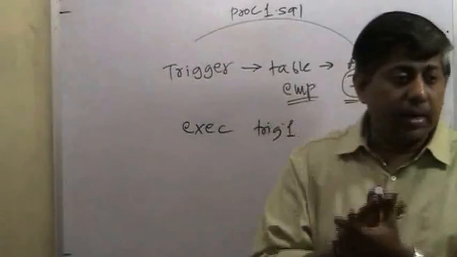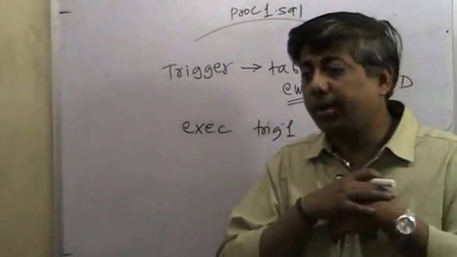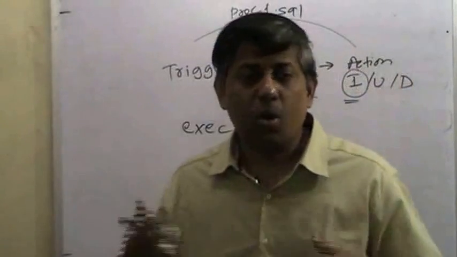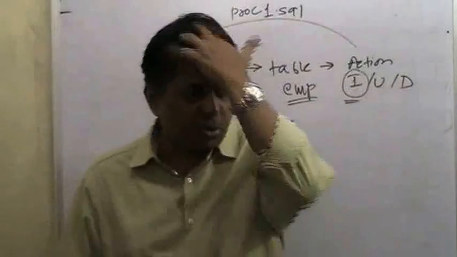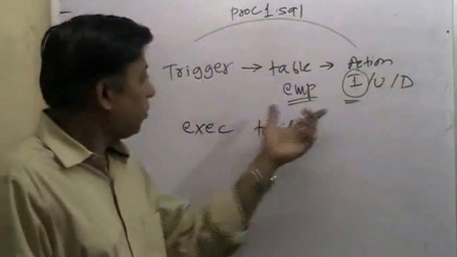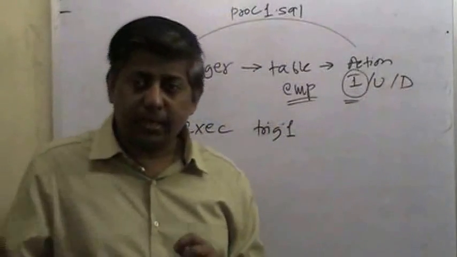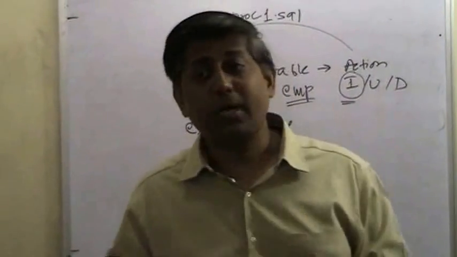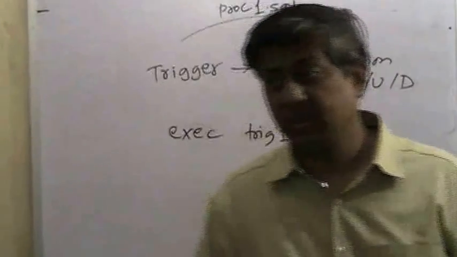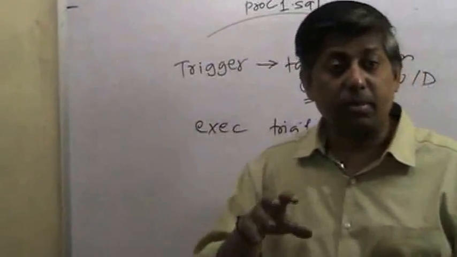Tomorrow if you drop a table, all the triggers that are there on that table are automatically dropped. So that's what a trigger is. Now the trigger is created on the table, that is fine. The trigger can also be created on a database.